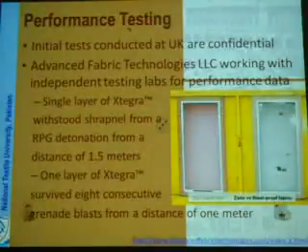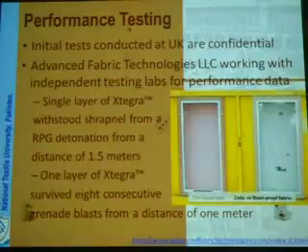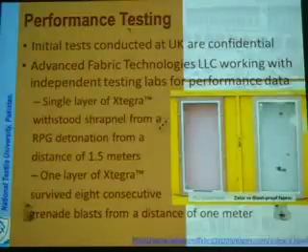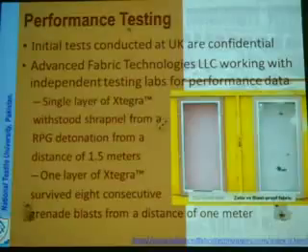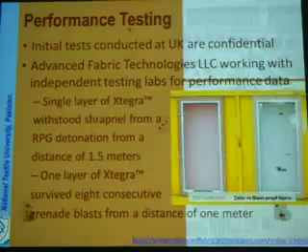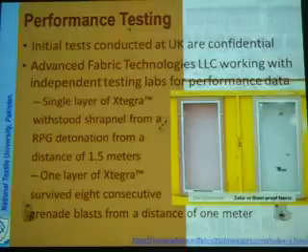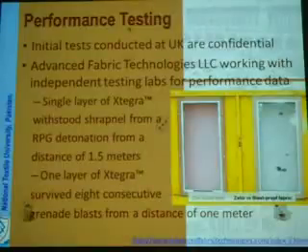As far as performance testing of the auxetic materials is concerned, initial tests conducted in the UK are confidential and their data is not accessible. Advanced Fabric Technologies is currently working with independent testing labs for performance data. However, they have published that a single layer of Zetix fabric withstood shrapnel from a rocket propelled grenade detonation from a distance of 1.5 meters, and a single layer of Zetix fabric survived 8 consecutive grenade blasts from a distance of 1 meter.